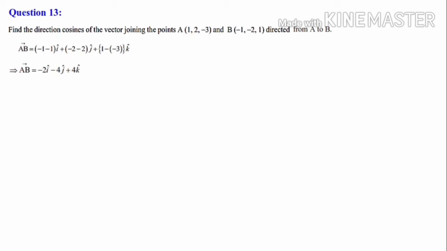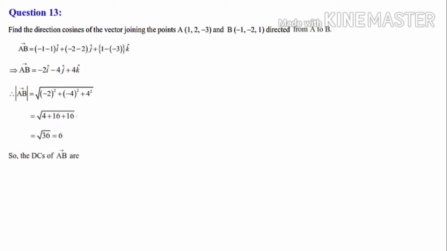So we have got vector AB, then we have to calculate its magnitude. That is equal to root of x square plus y square plus z square, that is, minus 2 the whole square plus minus 4 the whole square plus 4 square. Minus 2 the whole square is 4, minus 4 the whole square is 16, and 4 square is 16. So we get root of 16 plus 16, 32 plus 4 is 36. Root of 36 is equal to 6.